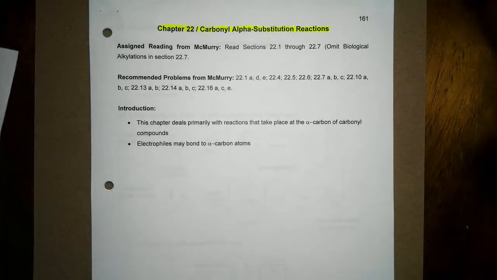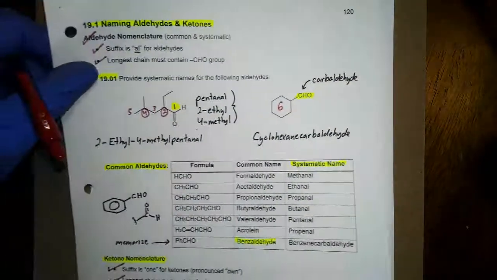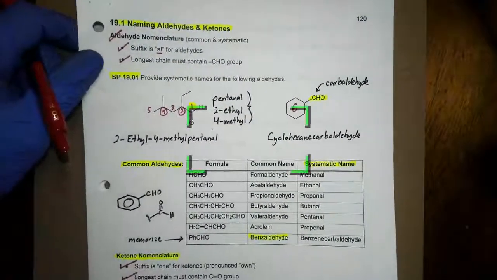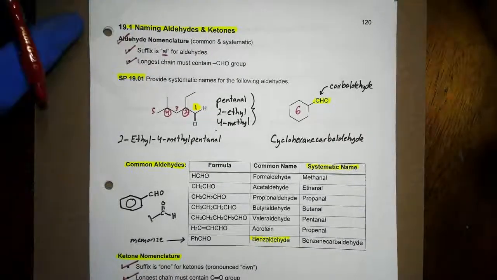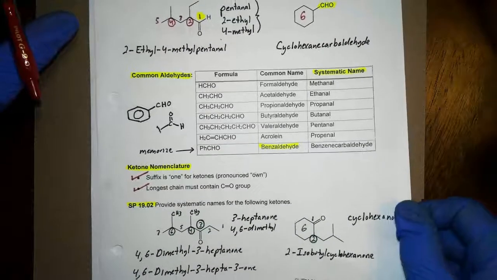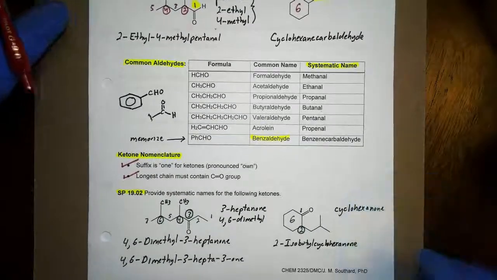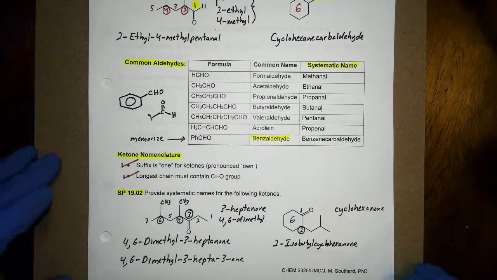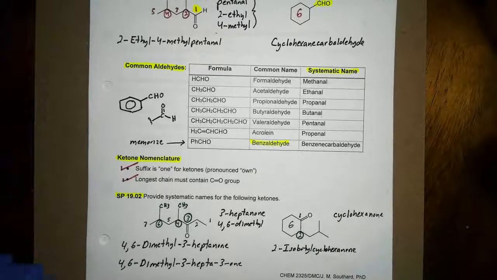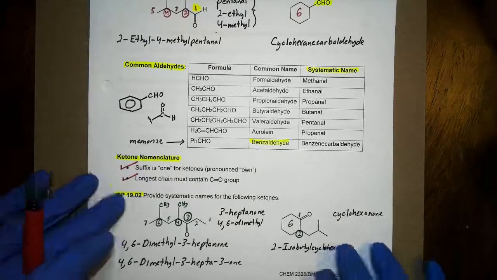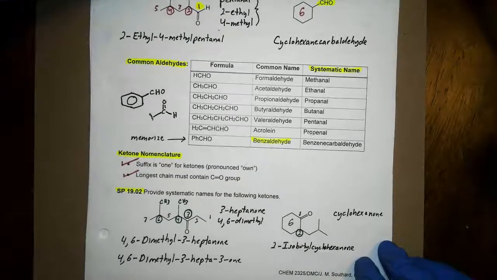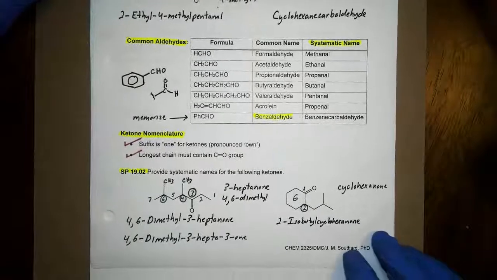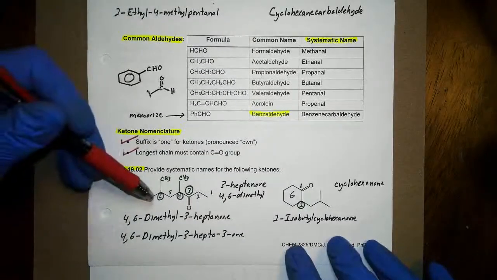But before I begin that, if you could, I'm going to go back briefly to page 120. This was back in chapter 19. And at the very bottom of page 120, we were going over nomenclature of aldehydes and ketones and those kinds of things. I showed you two different ways to name this particular ketone.